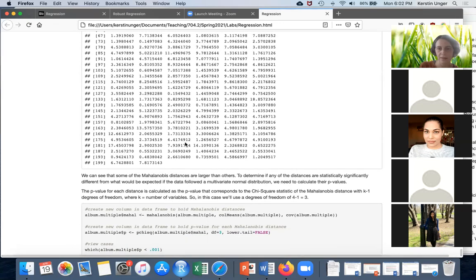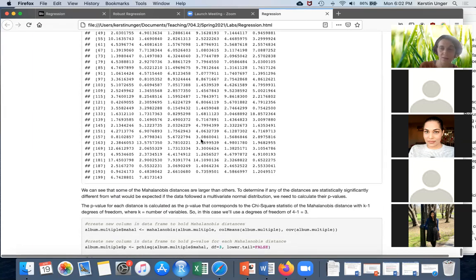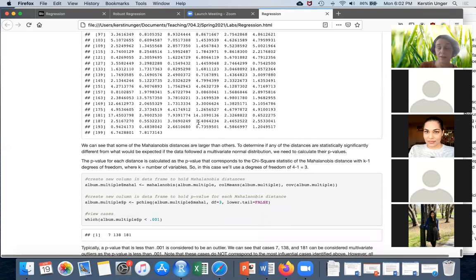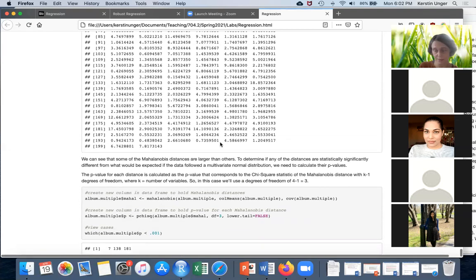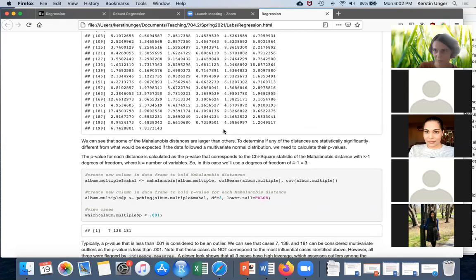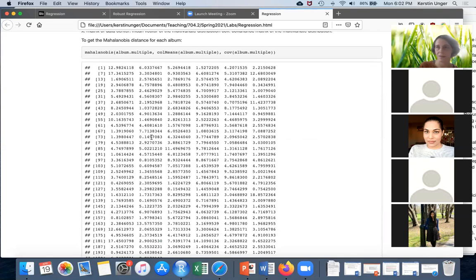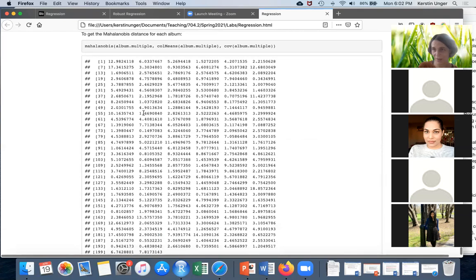And it can be shown that the Mahalanobis distance is approximately chi-squared distributed for a sufficiently large sample size. We have a large sample here, so that's okay. That means we can just run a test to see whether the distance of a given data point is larger than we would expect if the data followed a multivariate normal distribution.